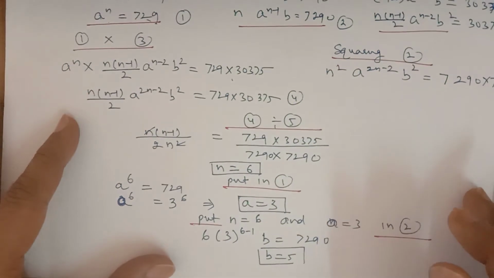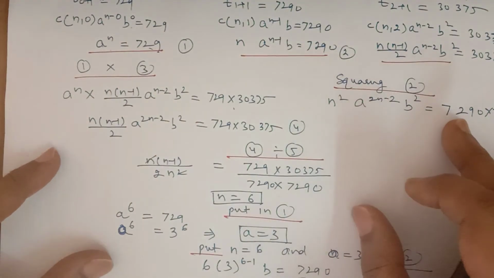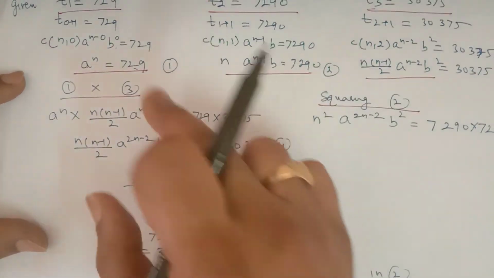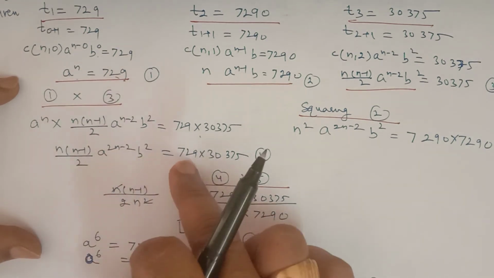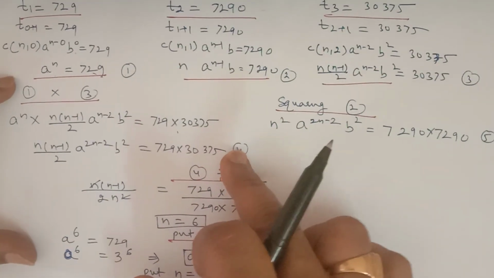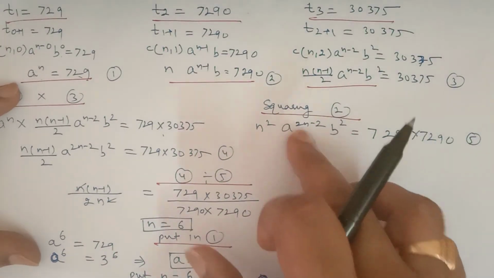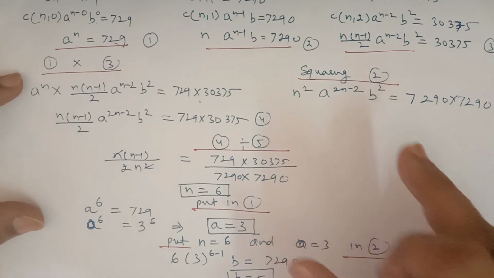So you can use your own method to find the values of a, b and n when we have these 3 equations. Now what I have done is I have multiplied the first and third and called it the fourth equation, and dividing this fourth by the fifth, which is obtained by squaring the second equation on both sides, I have got the value of n, which is equal to 6.